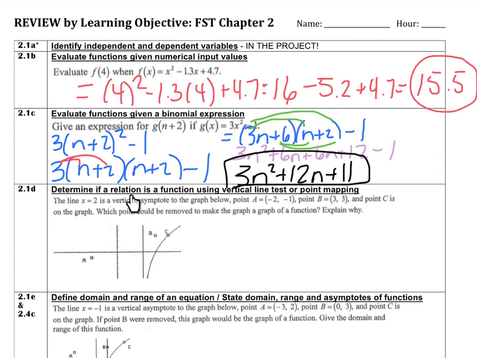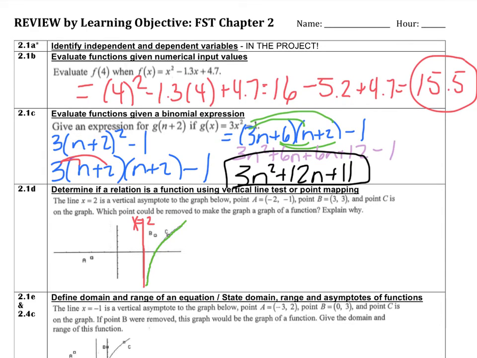2.1d, determine if a relation is a function using the vertical line test or point mapping. So in this scenario here, it says the line x equals 2 is a vertical asymptote to the graph below. Let me highlight for you where the graph is. This right here is actually the graph. And then this is the vertical asymptote. And I'll just put x equals 2 right there.